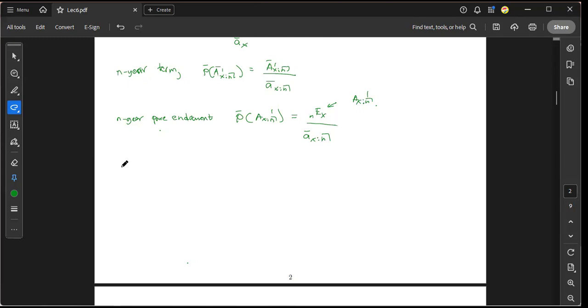Then you can have the n year endowment insurance. So the premium is continuous. The endowment notation is this. So the present value of the benefit is this. The continuous premium payment present value is this. So that's how it works.